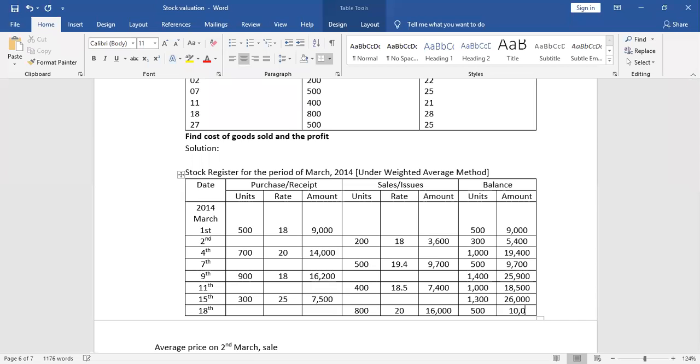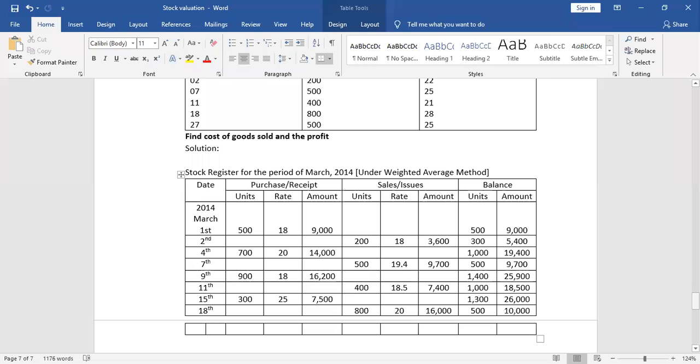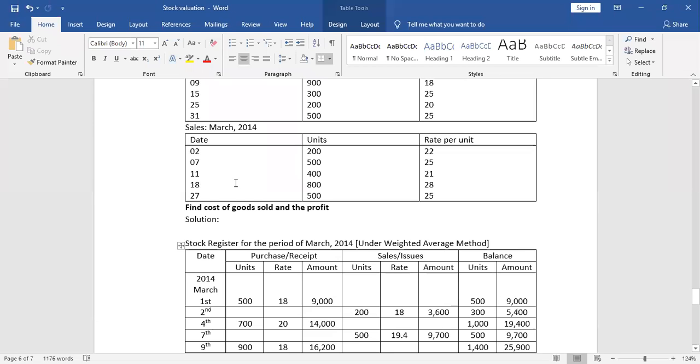26,000 minus 16,000. It is 10,000. Correct? Now we will go to the next transaction. After 18th, the next sale is on 27th. But before 27th, we have 25th of March, 200 for 20.